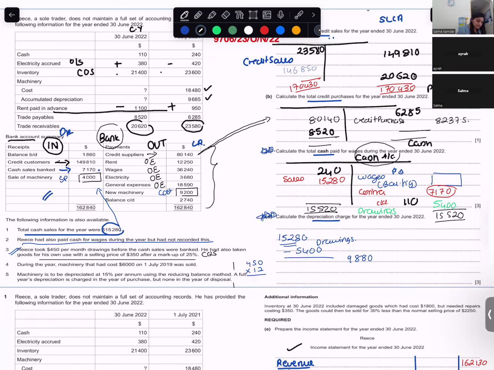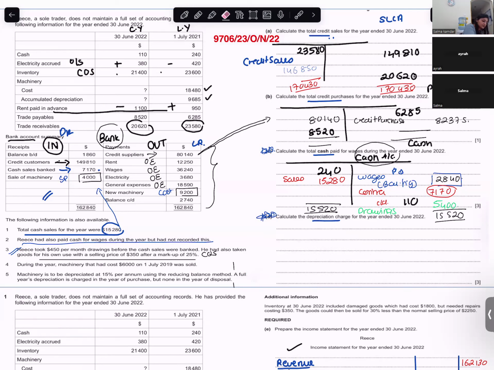It's 12,680. From that, if you minus, how much will you get? 2,840. So what is the wages paid in cash? 2,840. So wages paid in cash is 2840. Okay. Just remember this and keep it in mind.